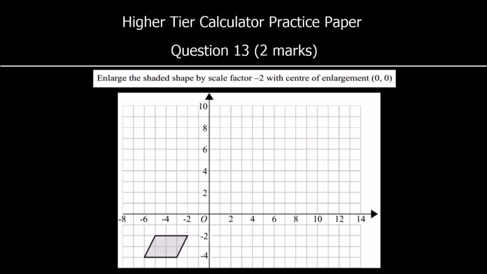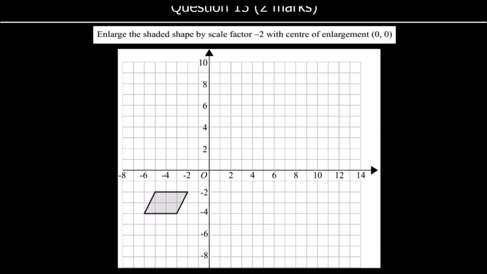Okay, one for you. So enlarge the shaded shape by scale factor -2 again. If the scale factor was different, you'll just be multiplying by a different number. Center of enlargement is at 0, 0 again. So to get to this corner, back 2 down 2, times by the scale factor. So that point is now at 4, 4.